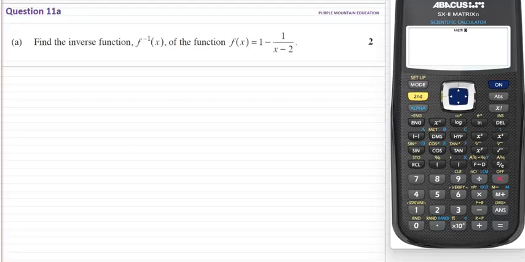Question 11, part A. Find the inverse function of the function f of x equals 1 minus 1 over x minus 2. Pause here to try yourself.